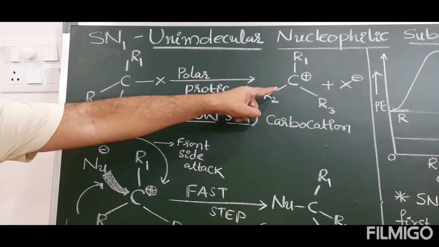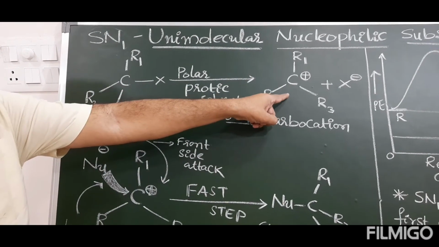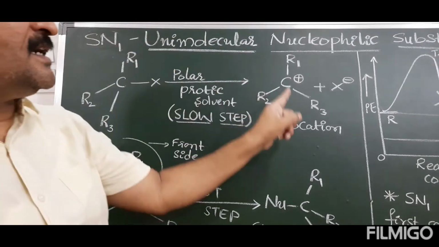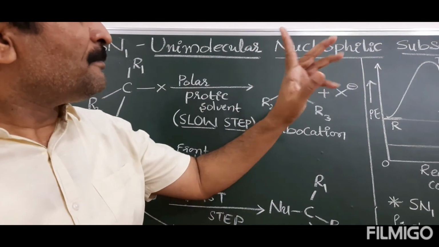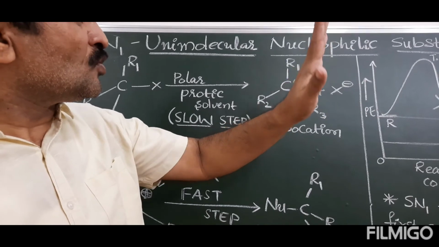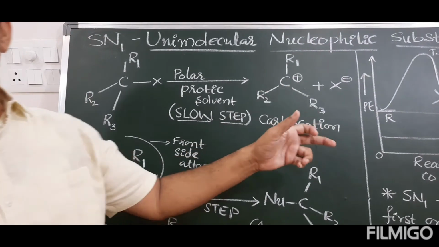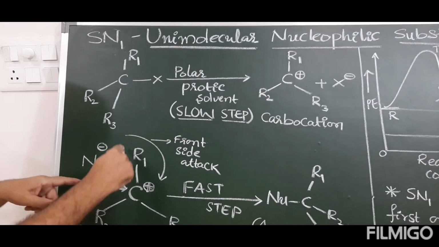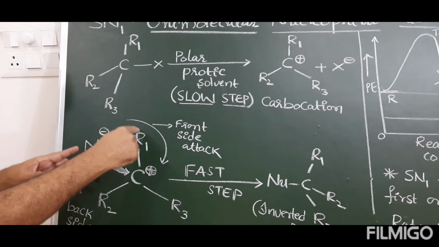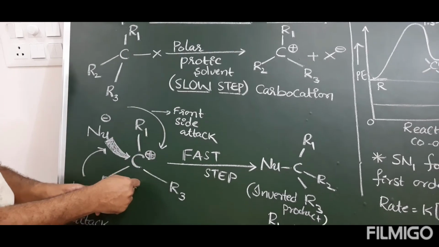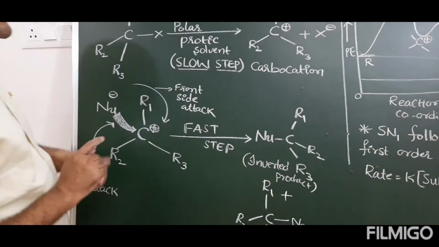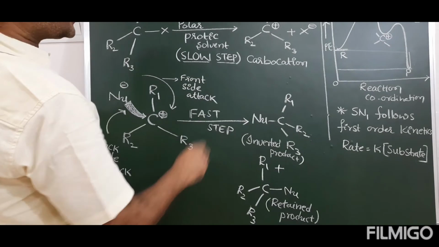This carbocation is planar and trivalent. Its transition state is pentavalent and not isolable. It is attacked by the nucleophile from the backside or from the front side and leads to two types of products based on the configurations.